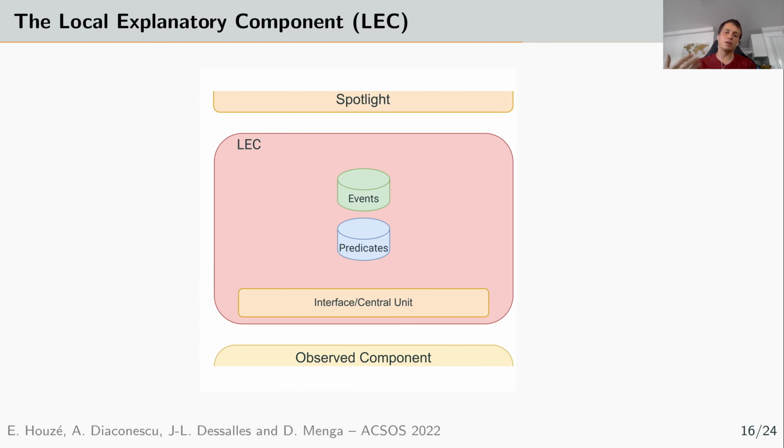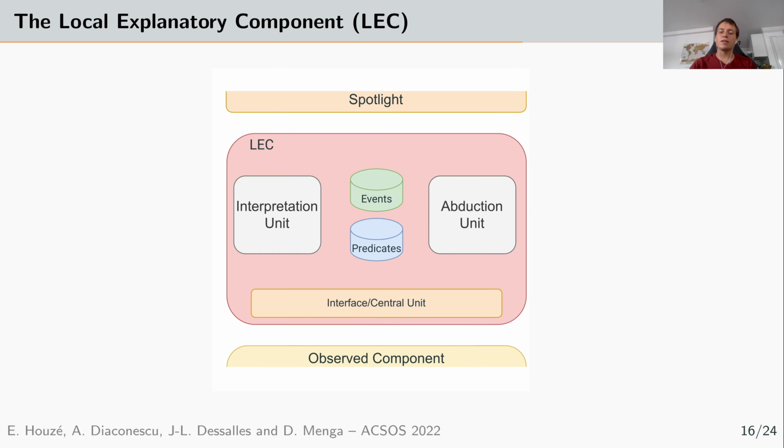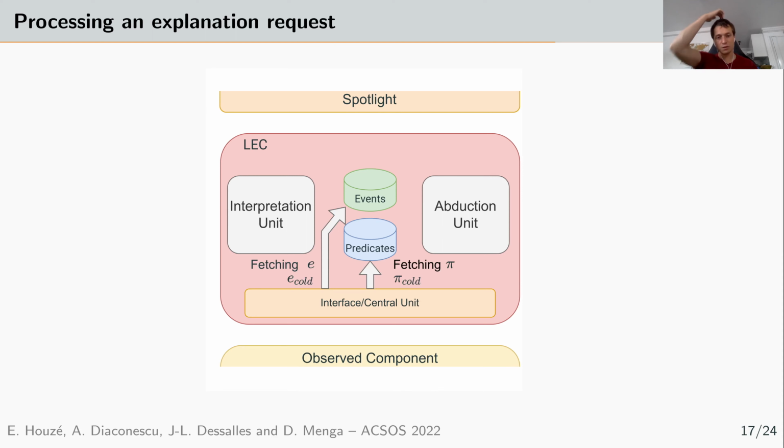Integrating this into the LEC, we see that we have two memories, a memory of events and a memory of predicates, that are filled with observations from the observed components, and then we detect events from these observations, we detect possible predicates that can be used. And then when there is a request from the spotlight to explain something, this request will be a proposition and a score. So the first step would be to match, to see if there is a possible match between the request and the known events and predicates.